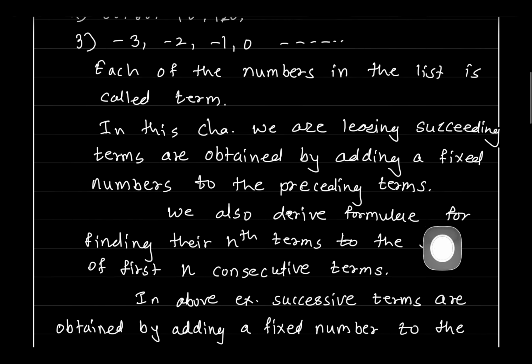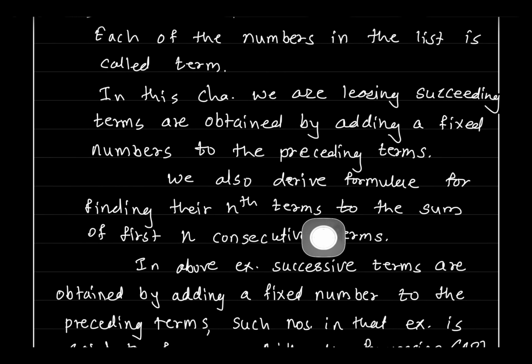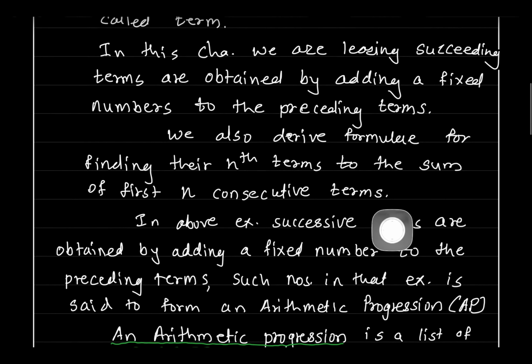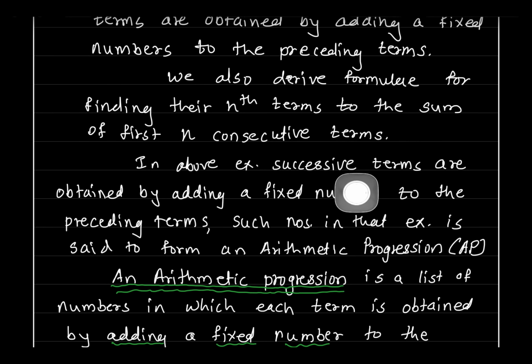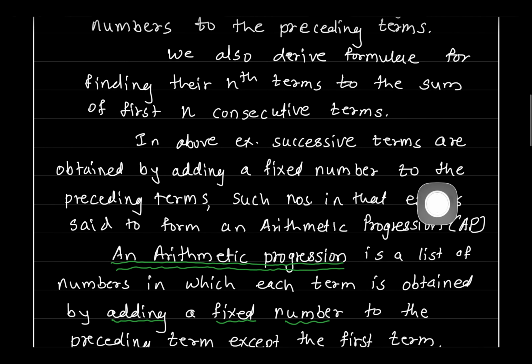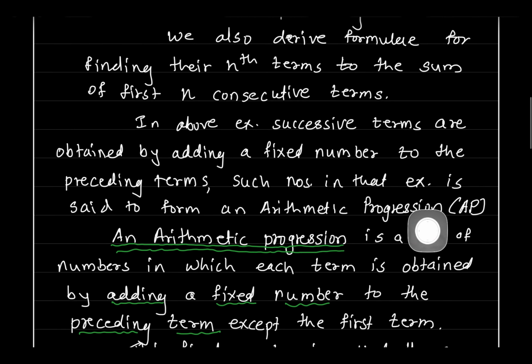We will also derive formulas for finding the nth term and the sum of the first n consecutive terms. From this we are deriving the formula. In the above examples, successive terms are obtained by adding a fixed number to the preceding terms. Such a list of numbers is said to form an arithmetic progression, which we call AP.